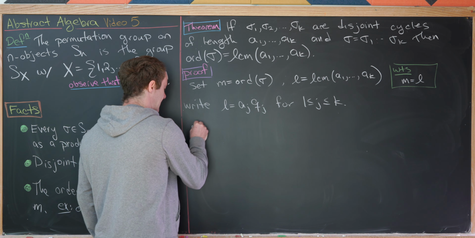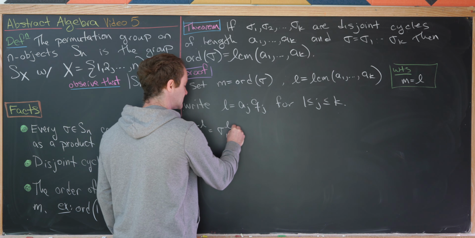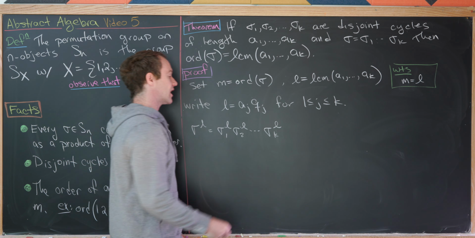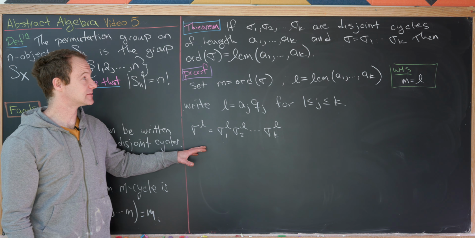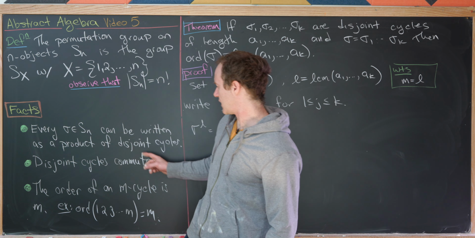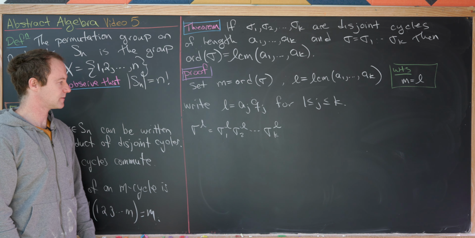So now let's look at sigma to the L, which is the same thing as sigma 1 to the L times sigma 2 to the L, all the way up to sigma k to the L, where I use an important fact that since these are disjoint, they commute. So remember, that was this second fact over here. Otherwise, we could not do this.